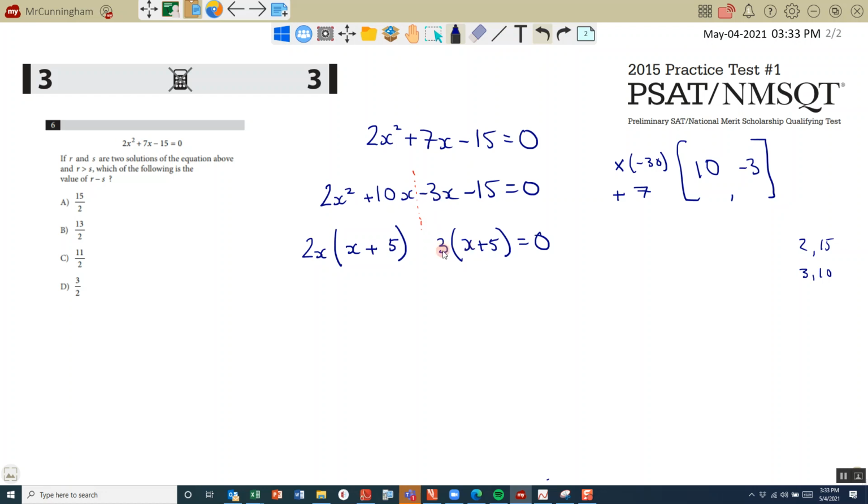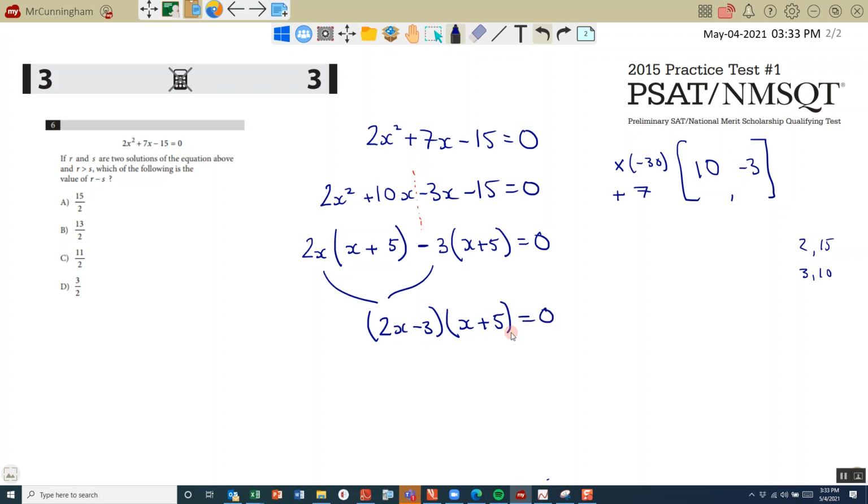3 times x is 3x. 3 times 5 is 15. And it also has to be negative to give me my negatives. And when you're done, you are good. So we take everything that's not in the brackets, 2x minus 3, and then what is in the bracket, x plus 5.